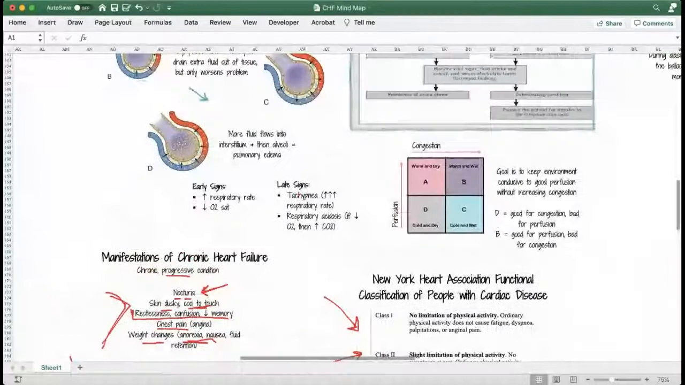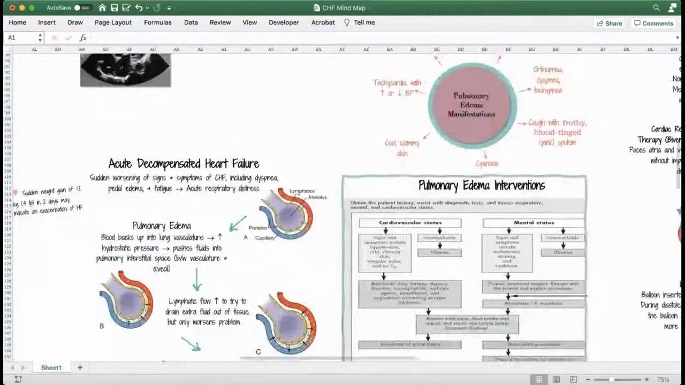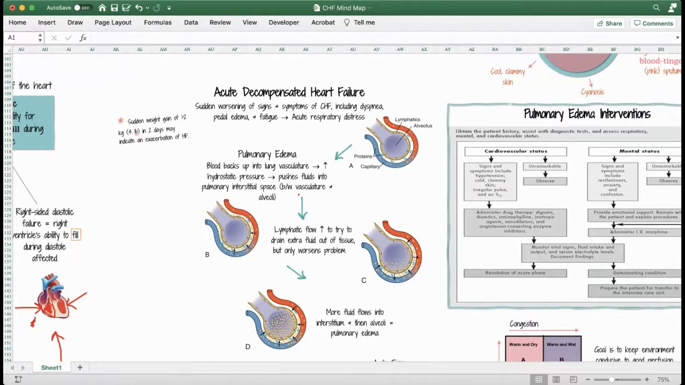So let's go up here and talk about acute decompensated heart failure. ADHF, the difference between that and your regular heart failure, is that it's a sudden problem. Like you have heart failure and then all of a sudden all the signs and symptoms just get worse.